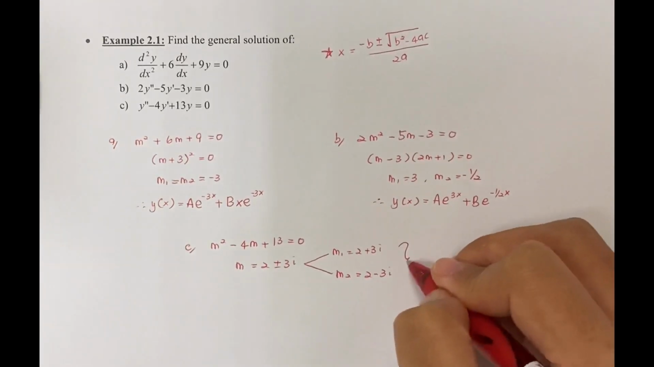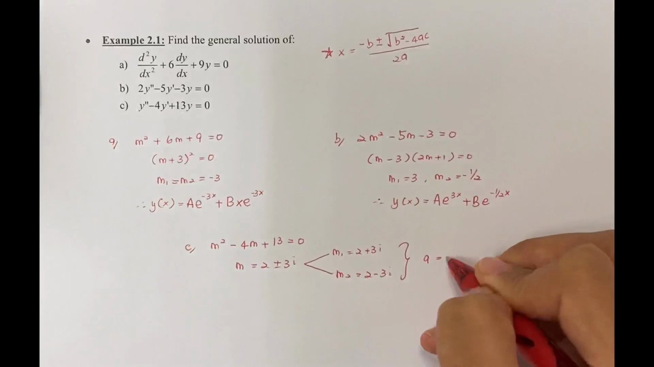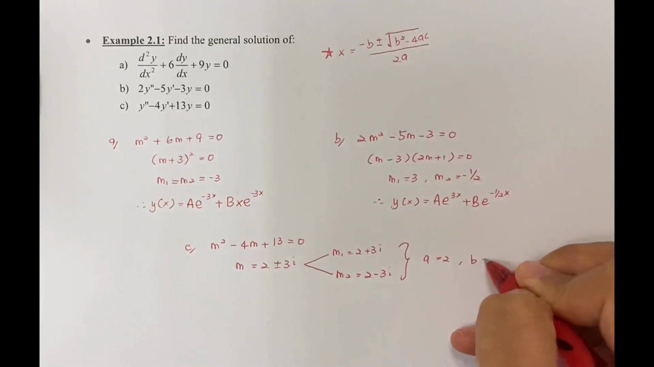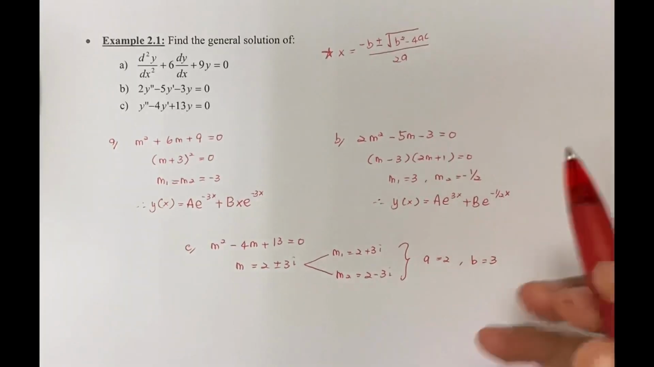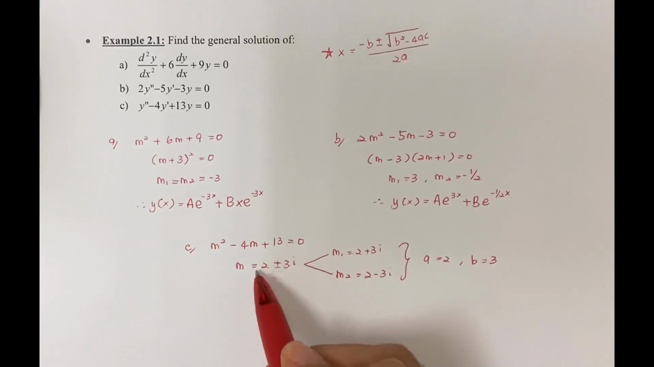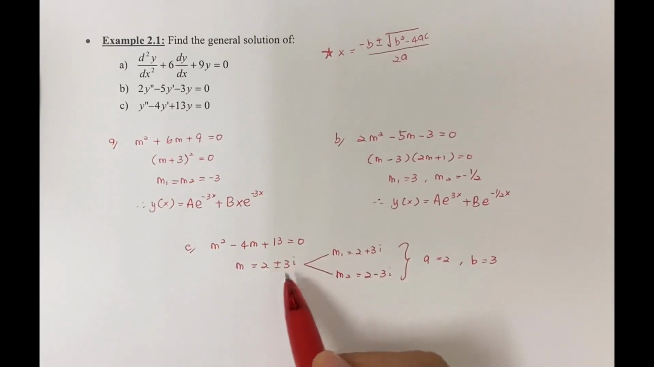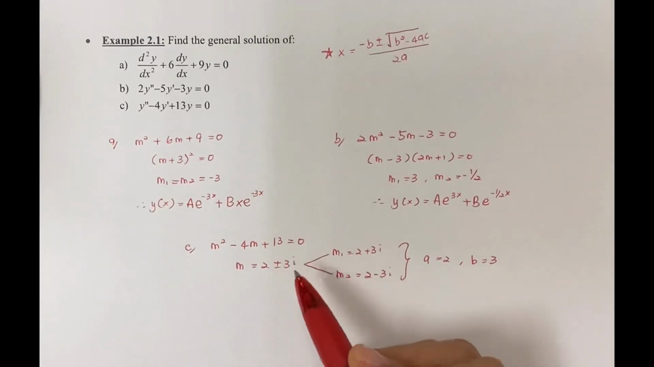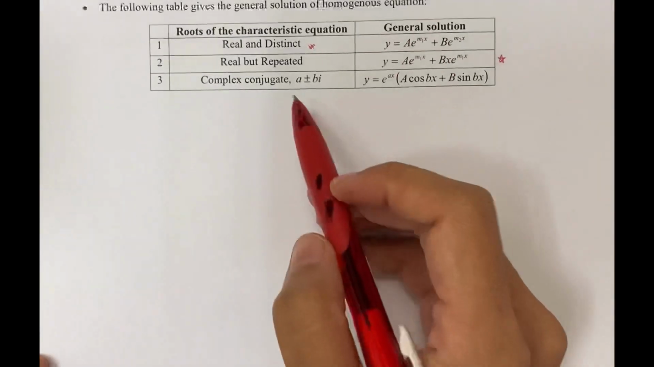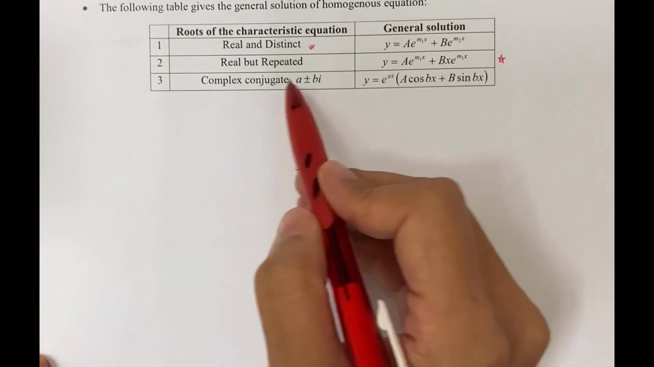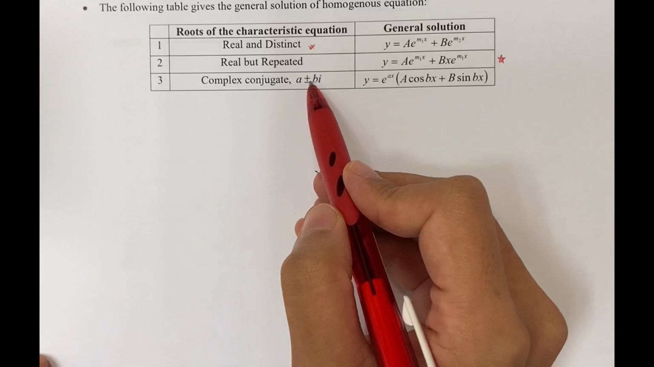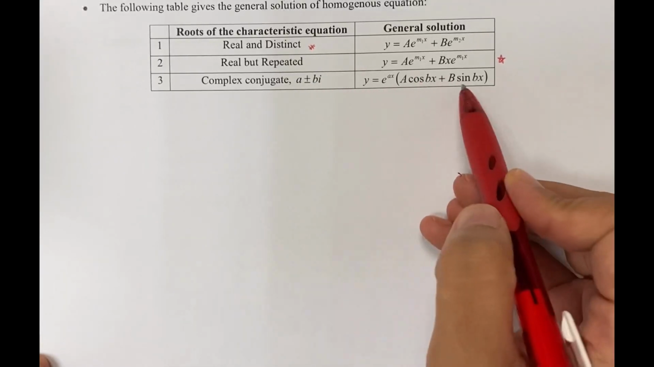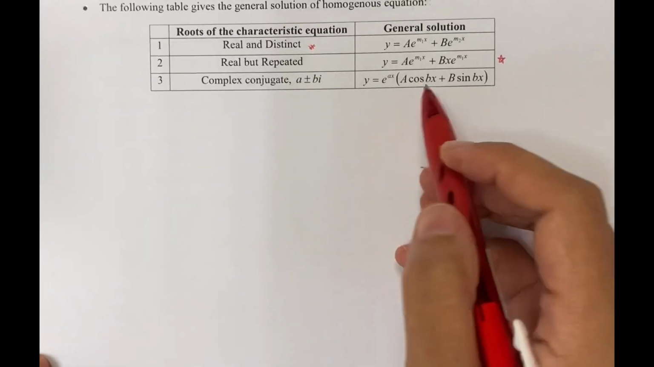And from here, a is equal to 2, b is equal to 3. A is your real part and B is your imaginary part. Look at the third case. We have complex conjugate a plus minus bi. So this is your general form, general solution.